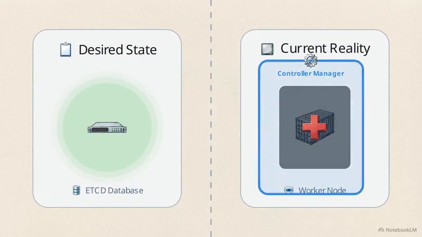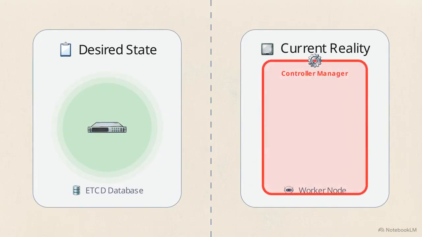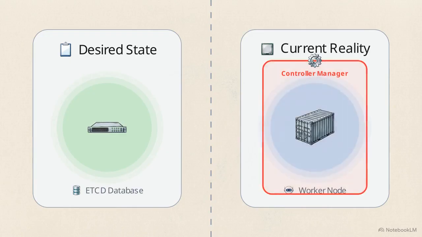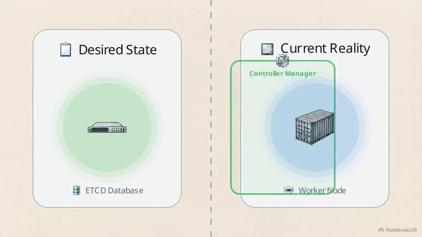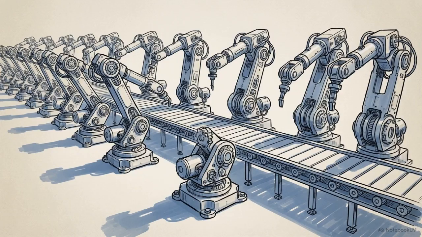Here, the reconciliation loop detects the discrepancy between the crashed reality and the desired state. It automatically terminates the failed process and replaces it with a healthy instance, completely bypassing the human operator. Transitioning to Kubernetes means shifting from manually executing workloads to guaranteeing their uptime through continuous automation.